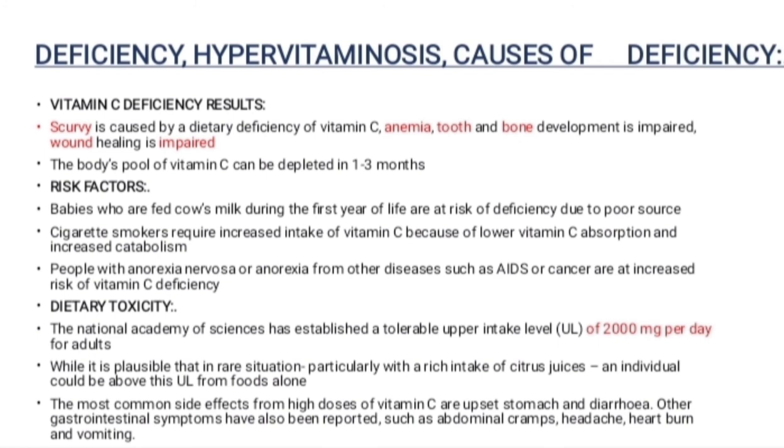The other problems that can arise because of its involvement in different metabolic and biochemical reactions include anemia. Tooth and bone development is also impaired because it is involved in the calcification of bone as well as the synthesis of enamel at the tooth. Wound healing is also impaired because of its role in the development of a structural protein. The body's pool of vitamin C can be depleted in 1 to 3 months. Once it is taken in excessive amount, it can be stored for at least 3 months.